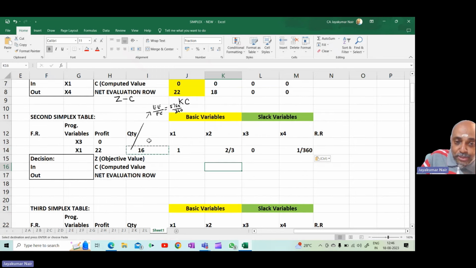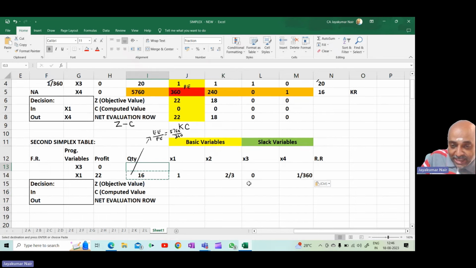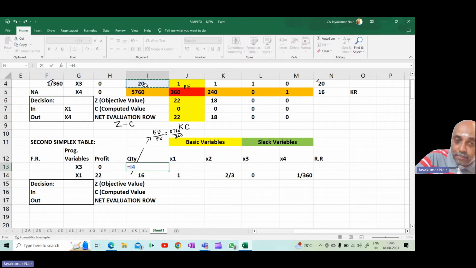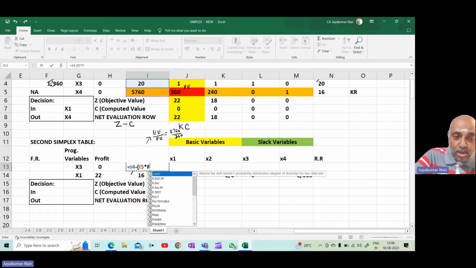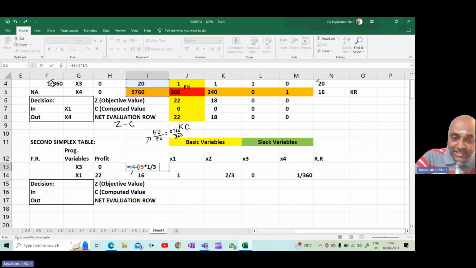Now, how do I compute for the non-key row? The second row is the key row. How do you calculate the non-key row? For the non-key row, go to the previous table, take the existing value, minus, open the bracket, the key row element into the fixed ratio. The fixed ratio is 1 over 360. You have to subtract it.